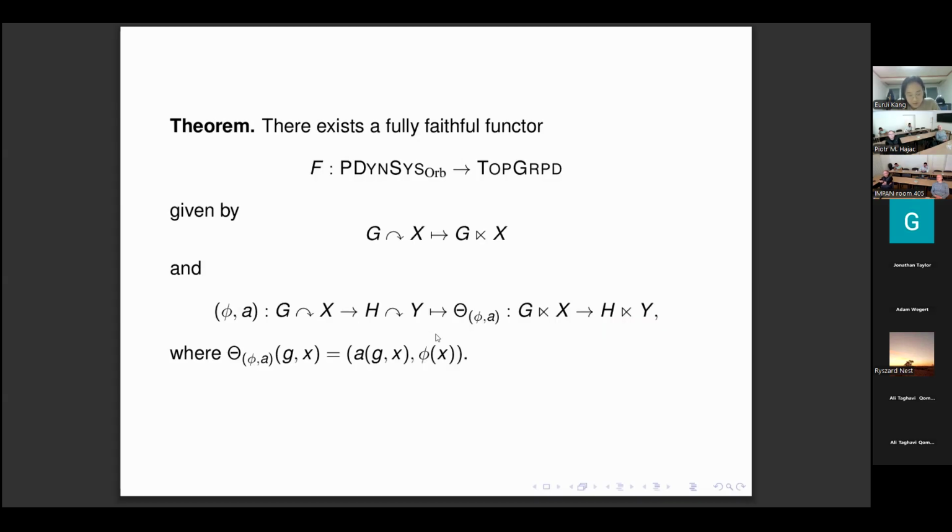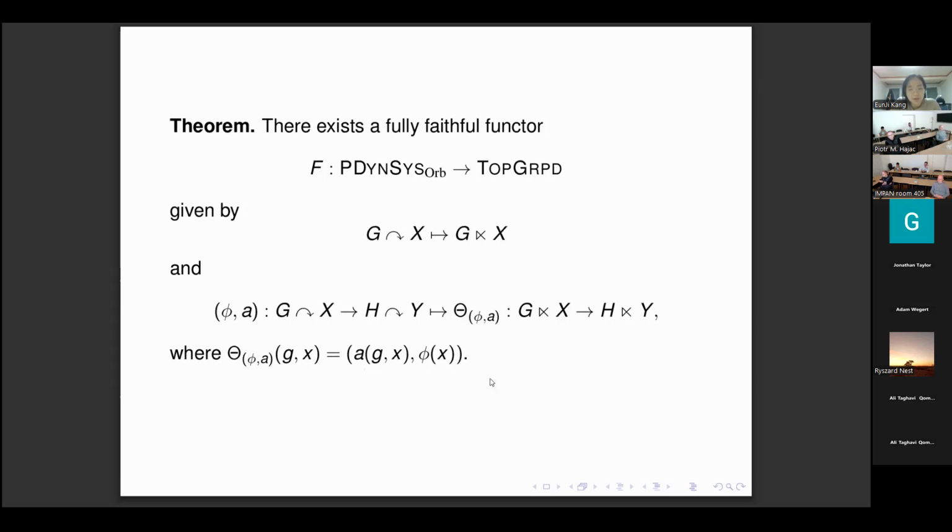And then actually this is a theorem. There is a fully faithful functor from the category of partial dynamical systems with orbimorphisms to the category of topological groupoids with continuous homomorphisms, given by this partial dynamical system to the associated transformation groupoid, and the orbimorphism goes to this map between these two transformation groupoids.